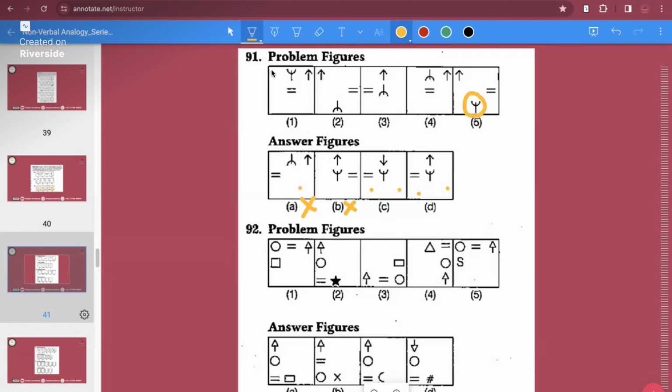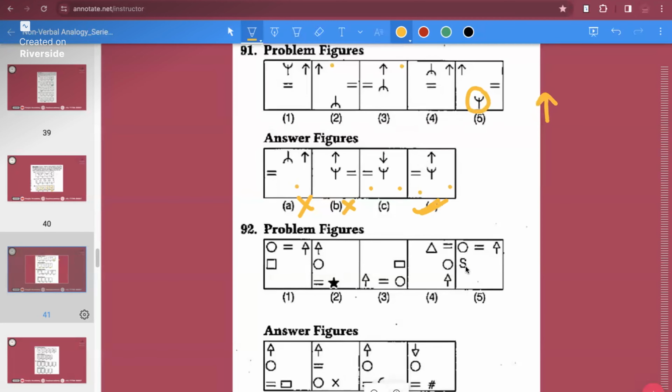It's coming over here in this direction, then it is coming here, then again here, so it will come in the middle. And the arrow mark is not changing. So which one is the answer, guys? C or D? D. Sorry, guys.